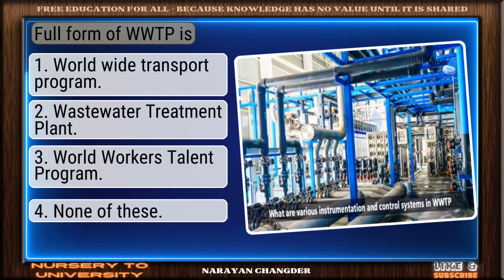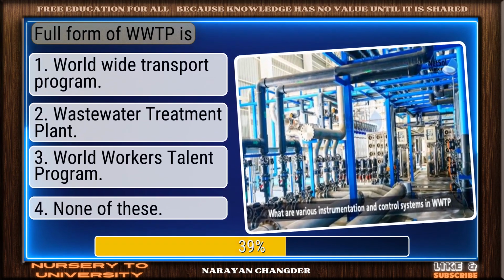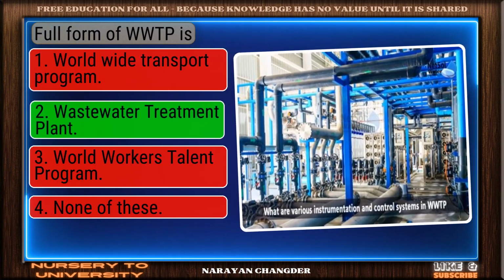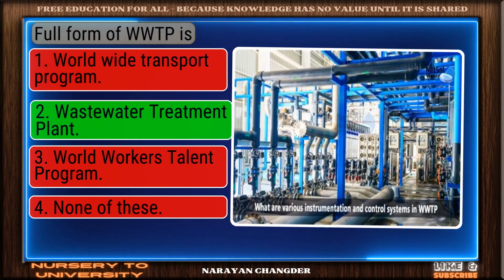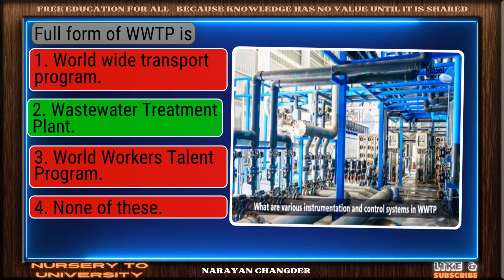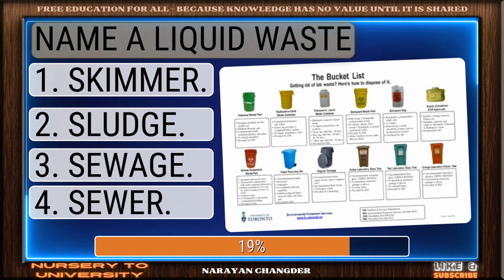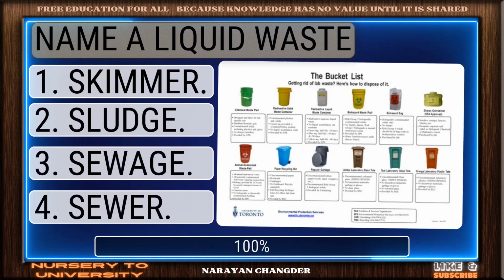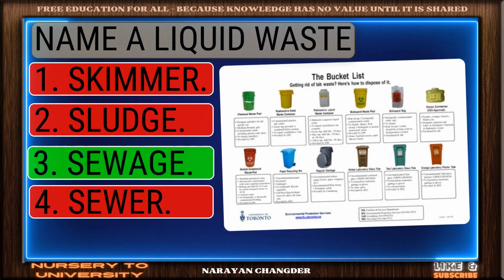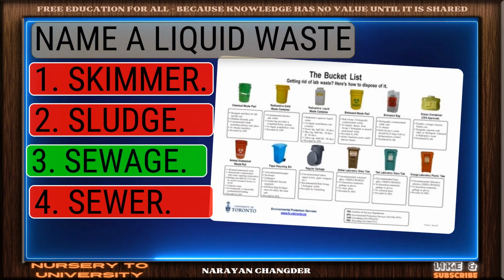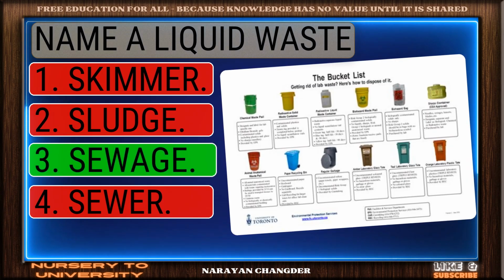Question number 116. Full form of WTP is. Well done. Wastewater treatment plant is the right choice. Question number 117. Name a liquid waste. Clear logic. Your choice sewage is sound and 100% true.